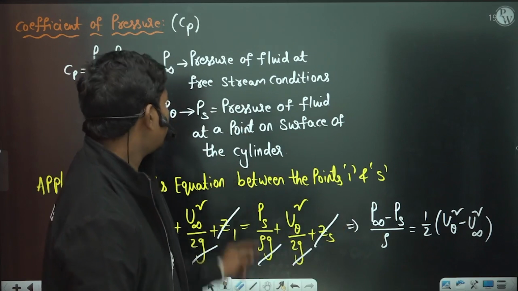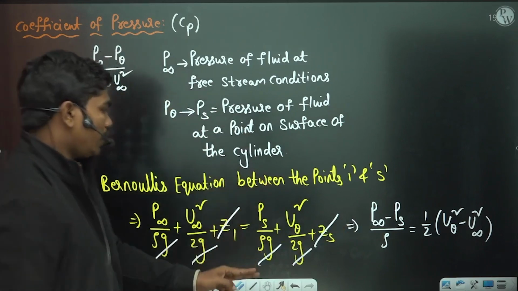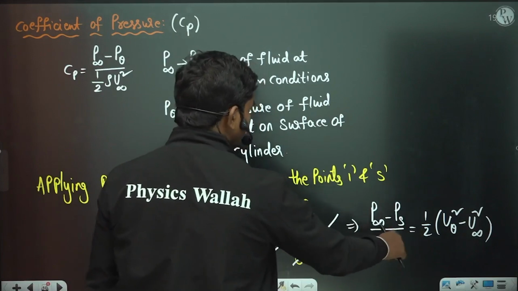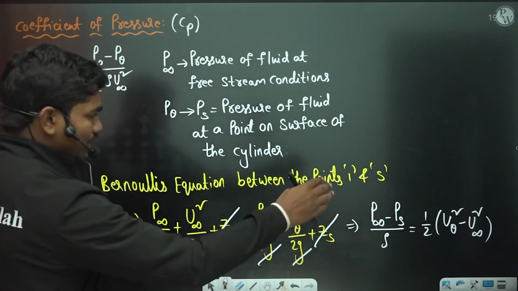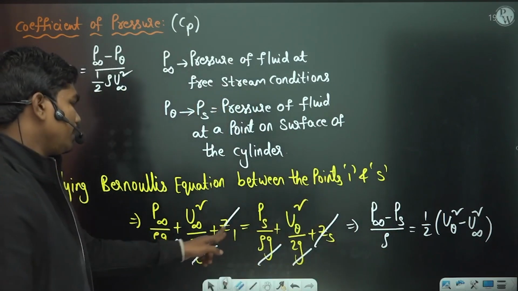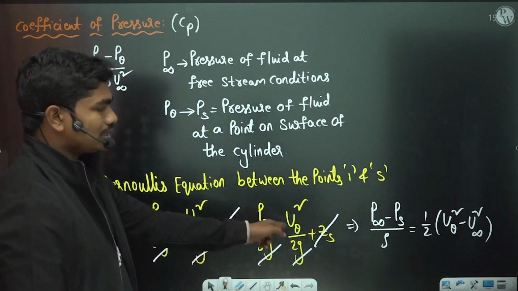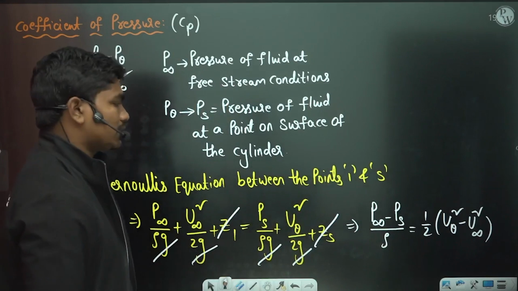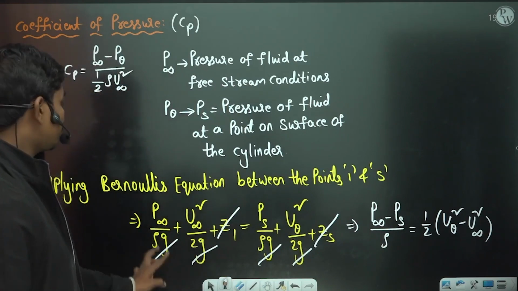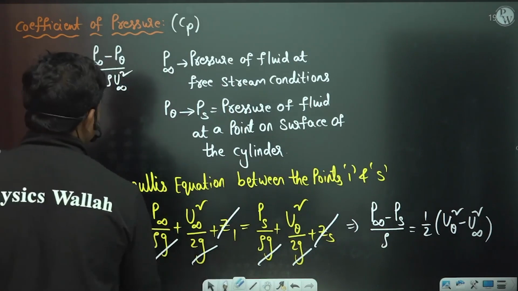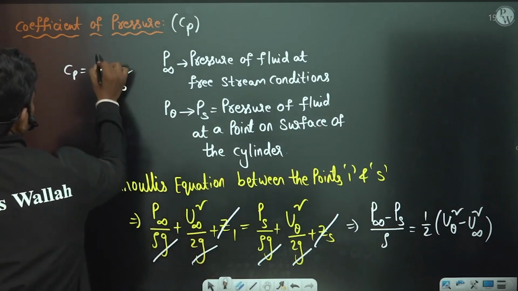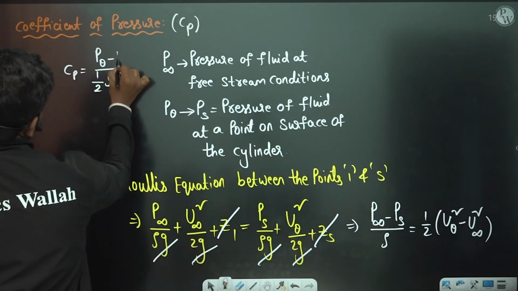Now if you bring this half here, and take rho u infinity square to the bottom, P infinity minus Ps is equal to u theta square minus u infinity square divided by this value, right? So Ps or P theta minus P infinity, let us shift this: P theta minus P infinity.